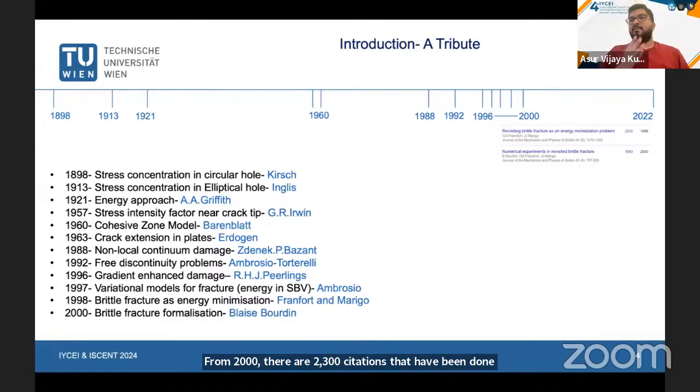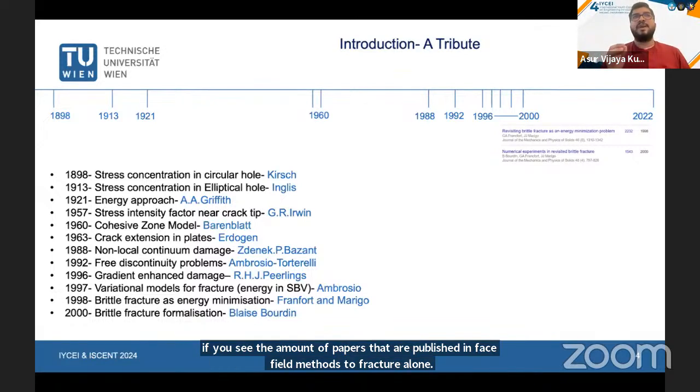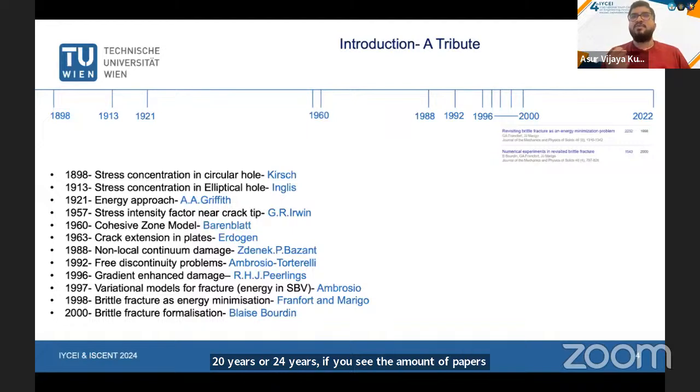If you see the amount of papers published in phase field methods to fracture alone in 2024, it would be at least 5,000 papers. In the last 24 years, the amount of papers published in this area would be at least 50,000 papers. So you can imagine how big a research field this is. If I count fracture mechanics in general, it would be at least 100,000 minimum, right?